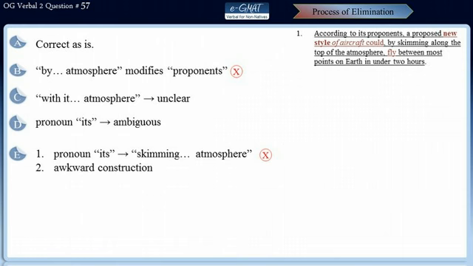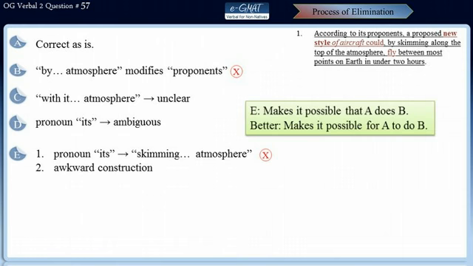Now, what's the sentence structure here? Makes it possible that A does B. But the more precise way to say is that something makes it possible for A to do B. So these reasons make choice E incorrect. So as we found out during our error analysis itself, choice A is the correct answer for this sentence.